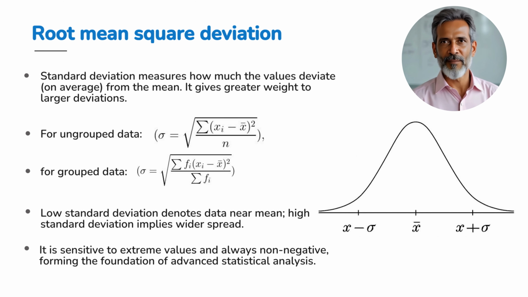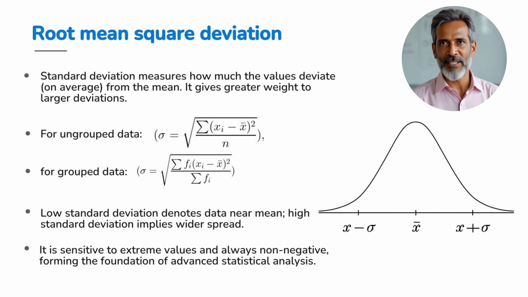Once more: standard deviation equals the square root of the sum over all classes of frequency times the square of the difference between class mark x sub i and mean x bar, divided by total frequency. A low standard deviation tells us that the data points lie close to the mean, meaning less variability. Conversely, a high standard deviation indicates values are more widely spread around the mean.